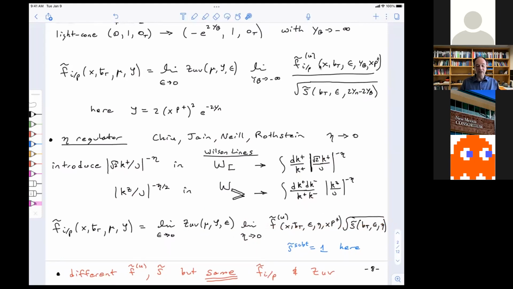In this case here, in this eta regulator, it's not 1 over root s, it's root s, and that's because the subtraction in this case vanishes. So it's just 1. There's no quantum corrections to the subtraction. So it works a little differently.